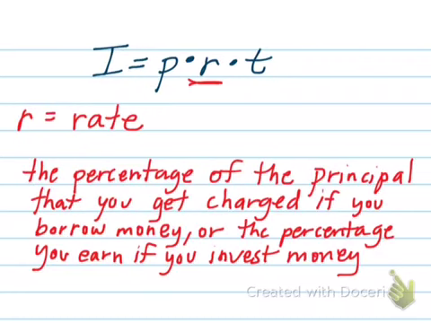Next is R. R stands for rate. The percentage of the principal that you get charged if you borrow money or the percentage you earn if you invest money. To invest money means to put money into like a savings account or a bank account to help it grow so that you have more money. So investing is a good thing.